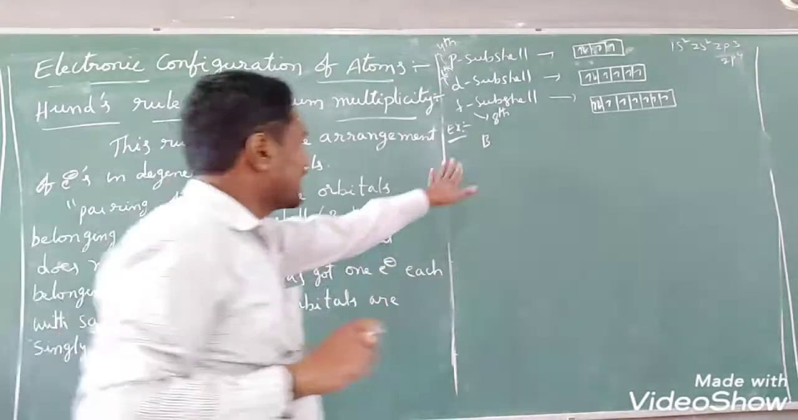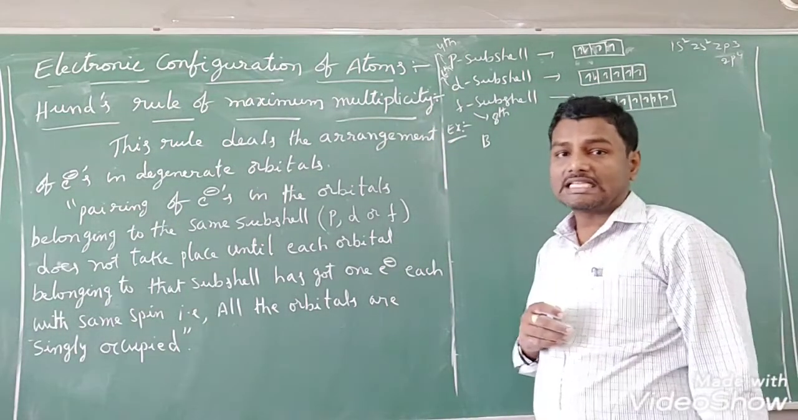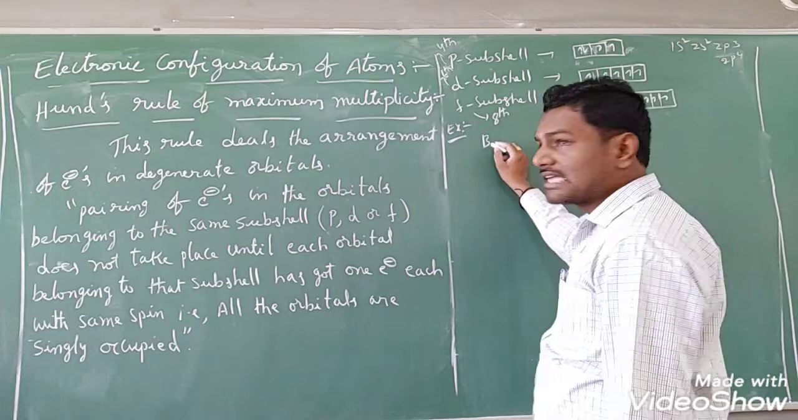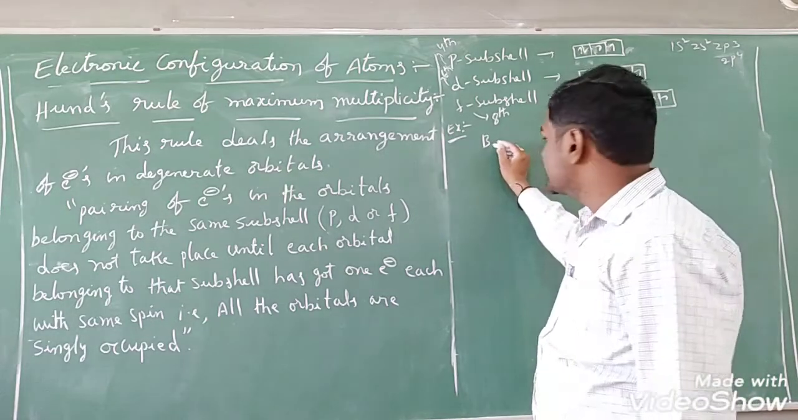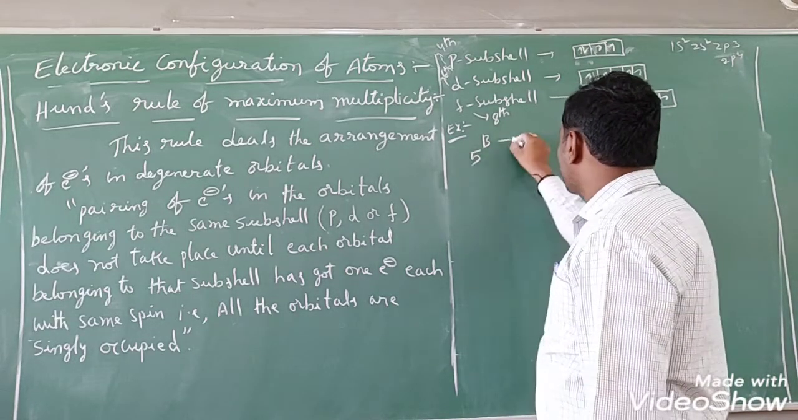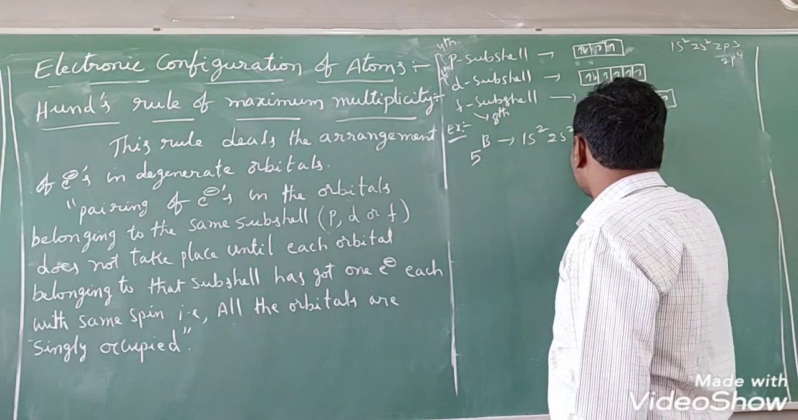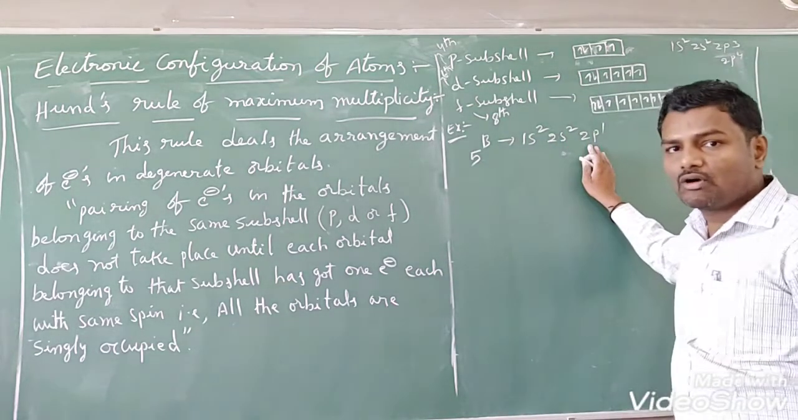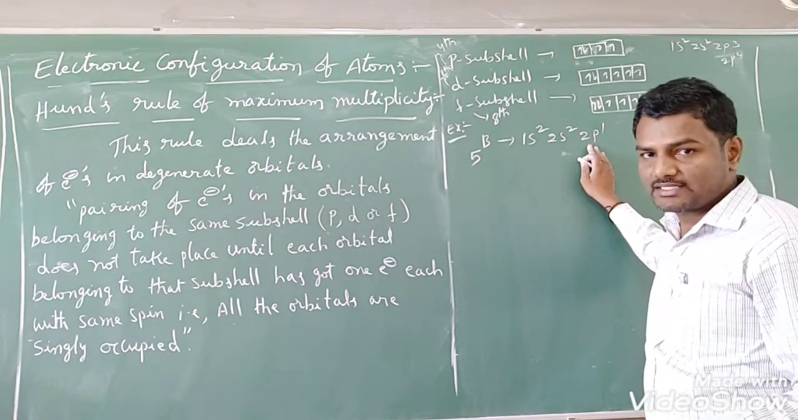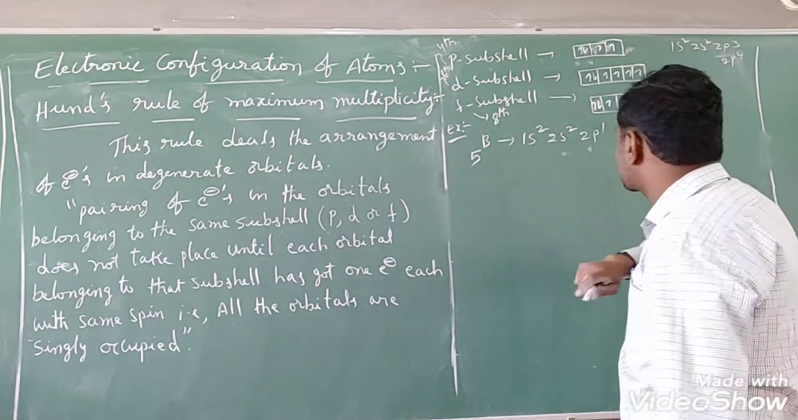Then we take one example and discuss how we distribute the electrons in the case of degenerate orbitals, right? For example, I have given you boron. What is the atomic number of boron? Boron's atomic number is 5. So what is the electronic configuration? 1s2, 2s2, 2p1. Everybody knows this. If you don't know, then we will discuss it in the next class, in the electronic configuration topic, after completion of this.